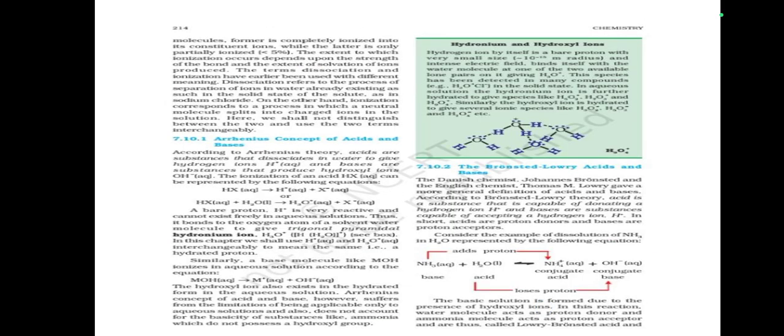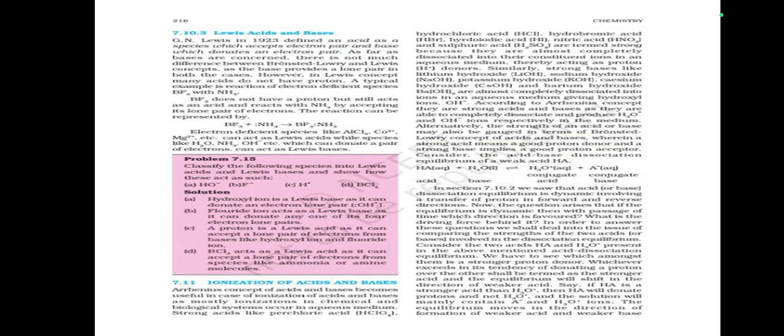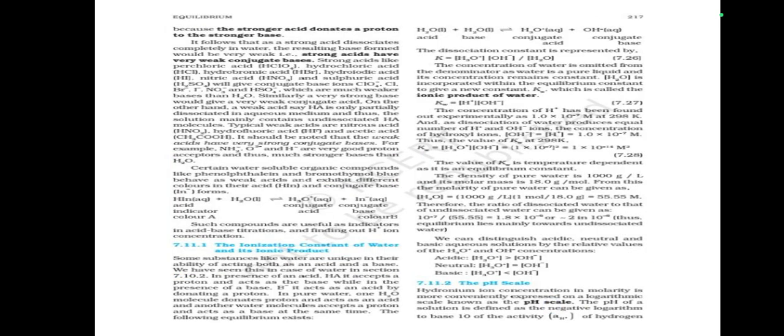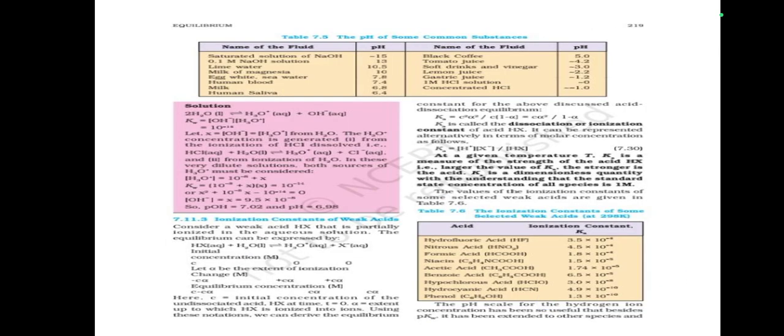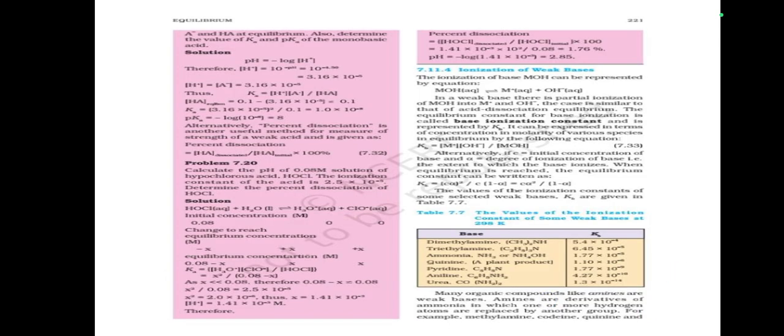salts, Arrhenius concept of acids and bases, hydronium and hydroxyl ions, the Bronsted-Lowry acids and bases, Lewis acids and bases, ionization of acids and bases, the ionization constant of water and its ionic product, the pH scale, ionization constants of weak acids, the ionization constants of some selected weak acids, ionization of weak bases, the values of ionization constant of some weak bases at 298 Kelvin, di and polybasic acids and di and polyacidic bases, factors affecting acid strength, common ion effect in the ionization of acids and bases.